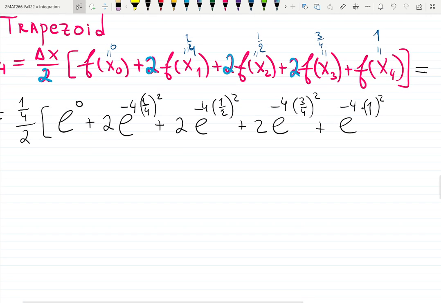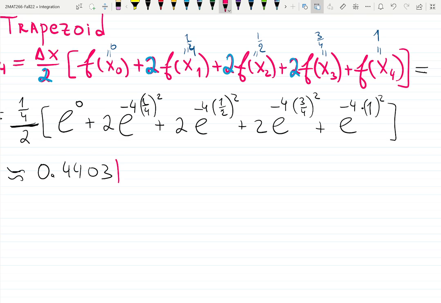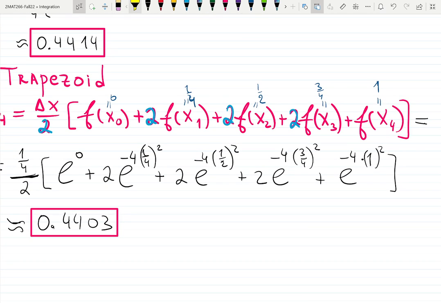This gives us a different approximation. 1/4 over 2 is 1/8, by the way, if you want to simplify. But the whole point is to find an approximate answer. An approximate answer for this second method is 0.4403. Put this in the box. We already see a difference.